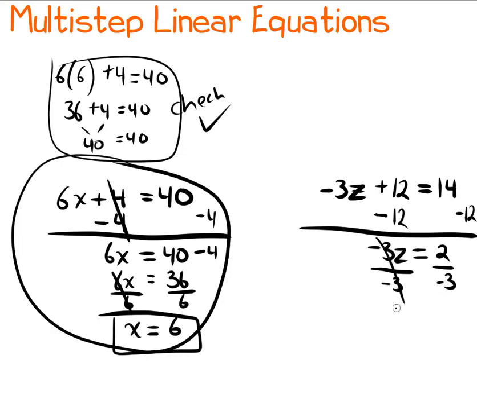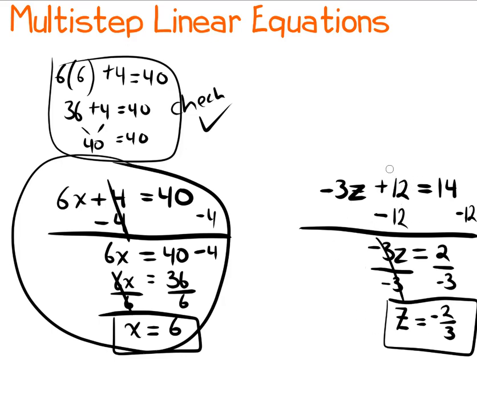So these negative 3's cancel out. I end up with z is equal to a negative 2/3, right? Because that negative applies to the whole fraction, really. So I get z is equal to negative 2/3. And that right there is my final answer. And once again, if I wanted to, I could plug that in. Negative 3 times a negative 2/3 is going to be a positive 2, right? Positive 2 plus 12 is going to be 14. 14 is equal to 14. And so, yes, it worked, okay? So once again, that's how you would solve that multi-step linear equation.